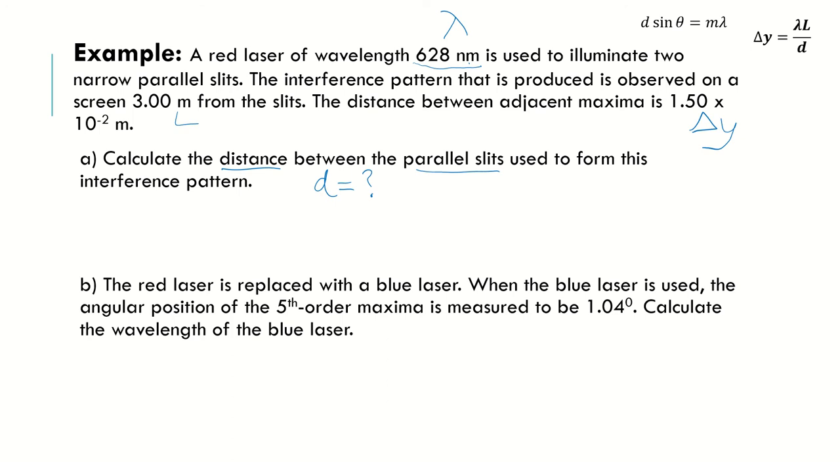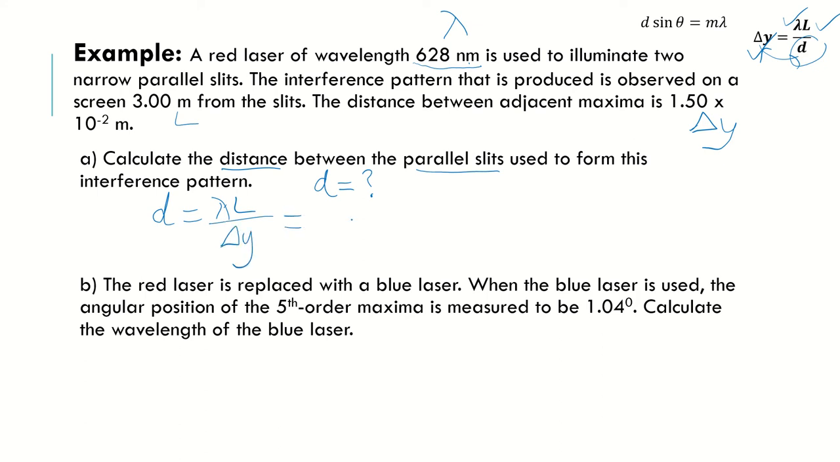So what do we have? Which equation? We've got delta y again. Do we have L? We've got L. And we've got wavelength. So we've got everything but d. So to rearrange this equation, we just need to get d to the top. So we're just going to swap these. And we'll get that d is equal to lambda times L divided by delta y.